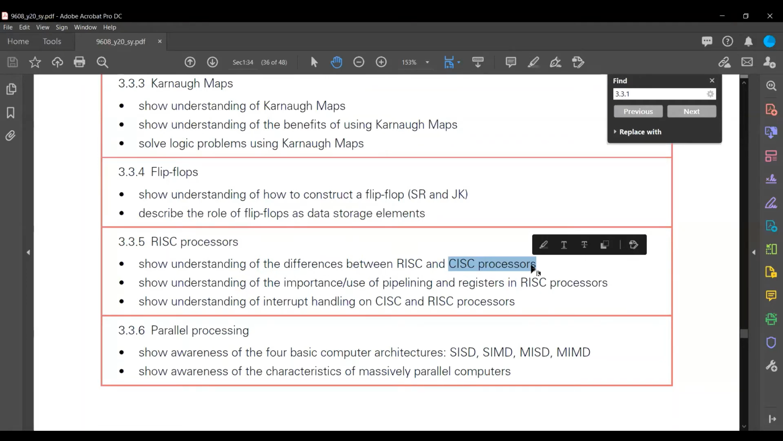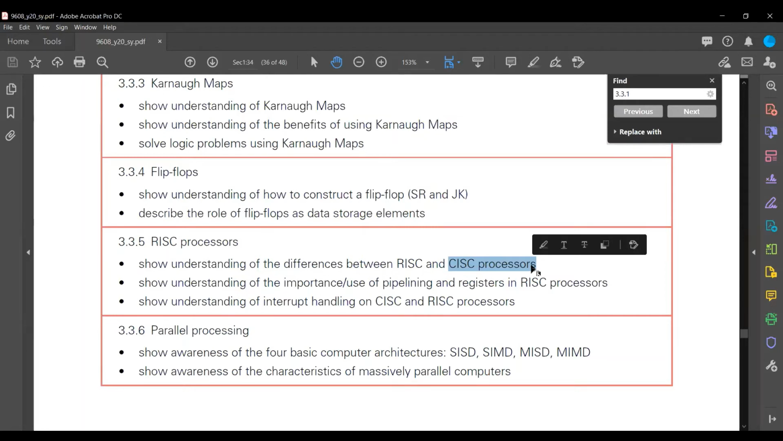CISC, complex instruction set computer, processor architecture makes use of more internal instruction formats than RISC. The design philosophy is to carry out a given task with as few lines of assembly code as possible. Processor hardware must therefore be capable of handling more complex assembly code instructions. Essentially, CISC architecture is based on single complex instructions which need to be converted by the processor into a number of sub-instructions to carry out the required operation.